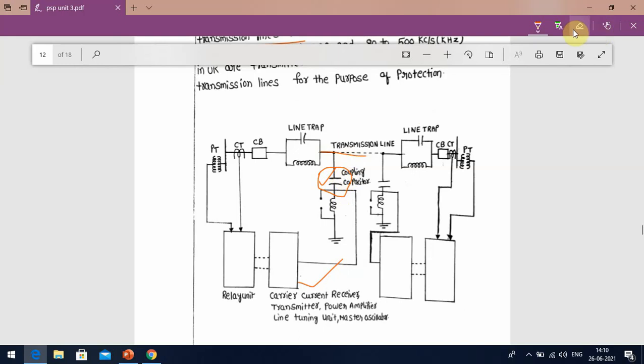Next one is the line trap unit. The line trap unit consists of a parallel tuned circuit comprising an inductor and a capacitor, both connected in parallel. It has low impedance, that is 0.1 ohm, at 50 Hz power frequency, and it is high impedance to carrier frequencies.